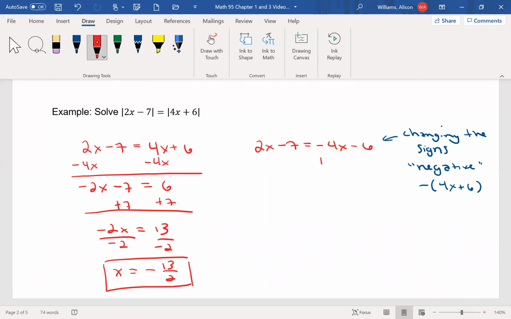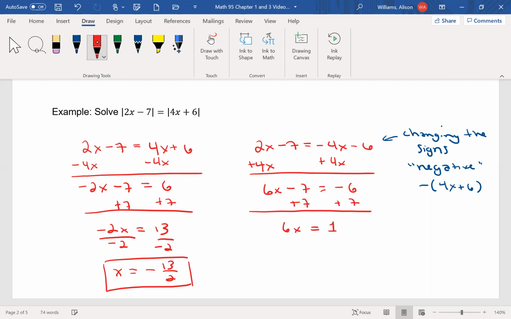Over here, I'm going to add 4x to both sides. And that'll give me 6x minus 7 equals negative 6. Add this 7. So that's 6x equals 1. Divide by 6. Okay, so 1/6. And there's my two answers.